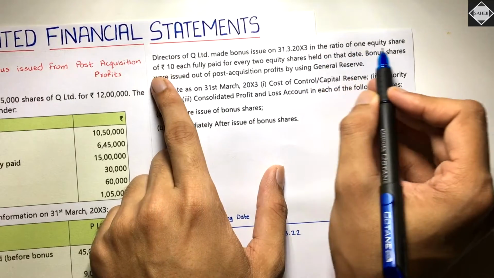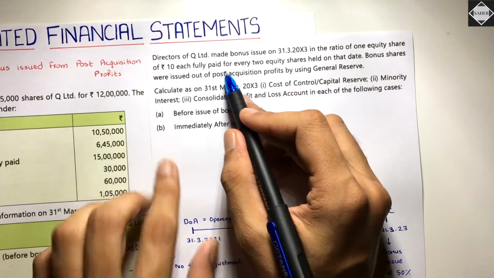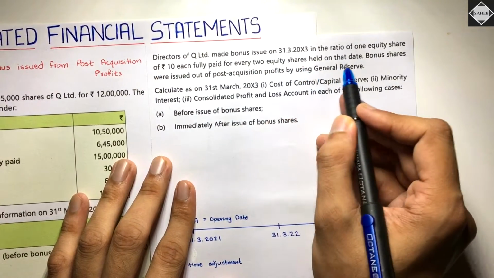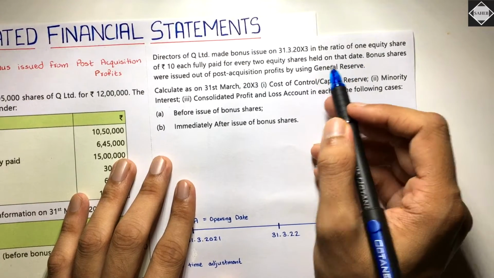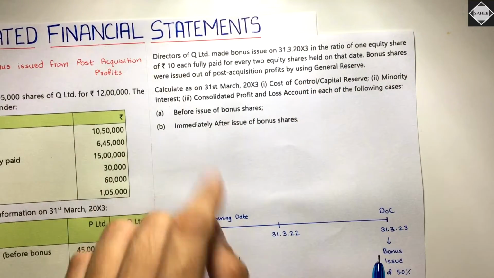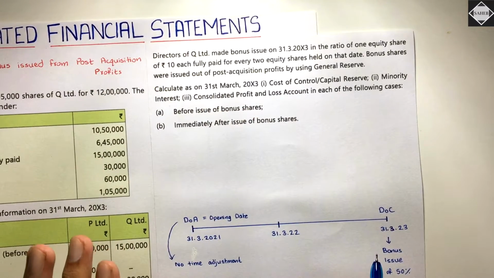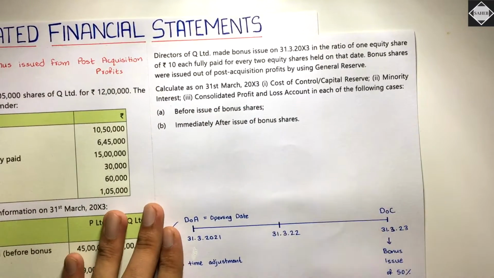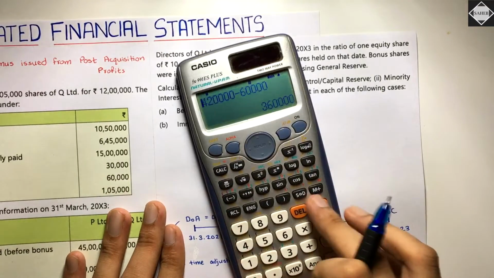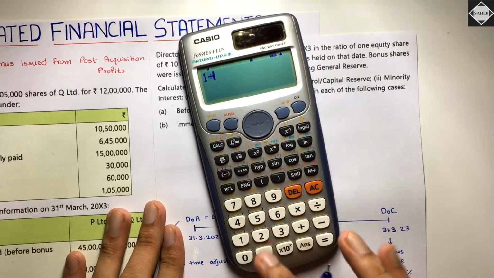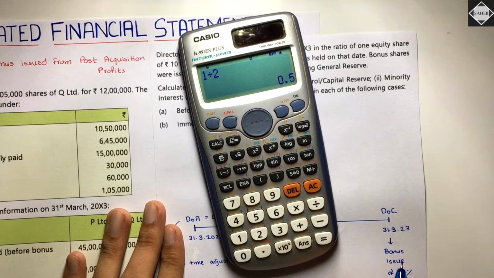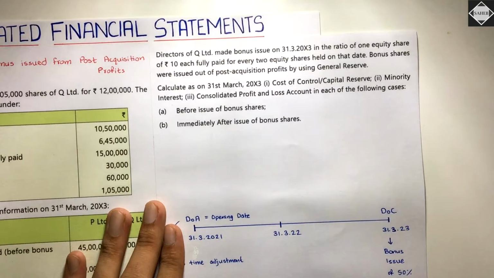In the ratio of 1 equity share of rupees 10 each, fully paid for every 2 equity shares held on that date. So bonus ratio is what? 1:2. If you have 2 shares, then 1 share will be given to you for free. Is that clear? That was the bonus. 50% bonus has happened. What is the bonus ratio? 1 for every 2, 1 by 2. So that's equal to 0.5. Yeah, 50% bonus has been given.